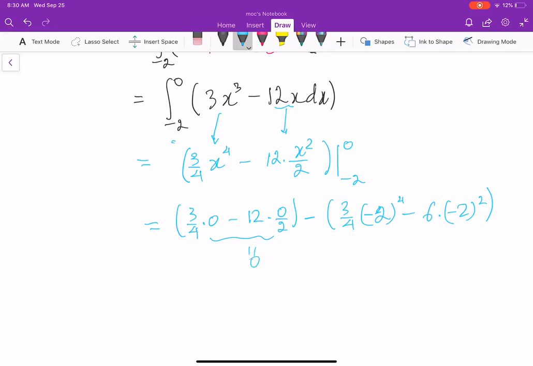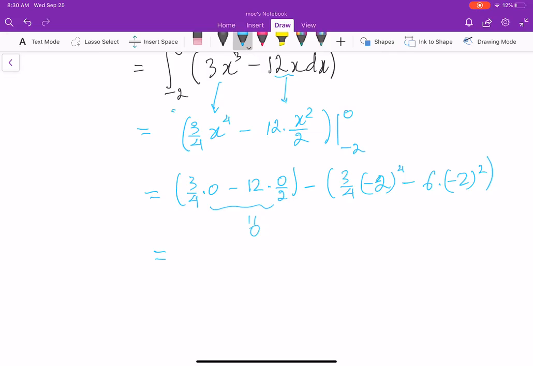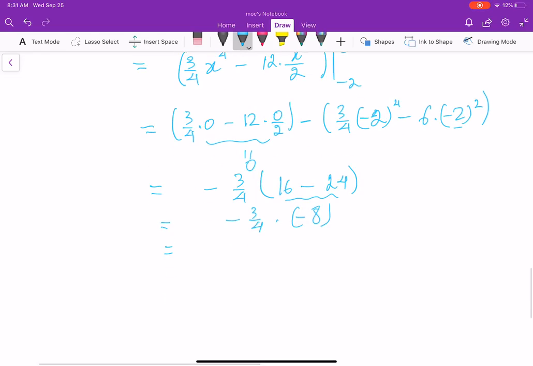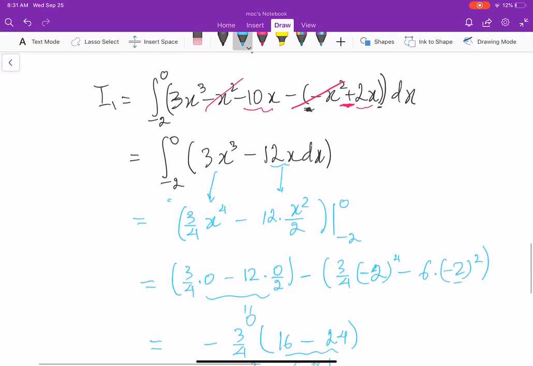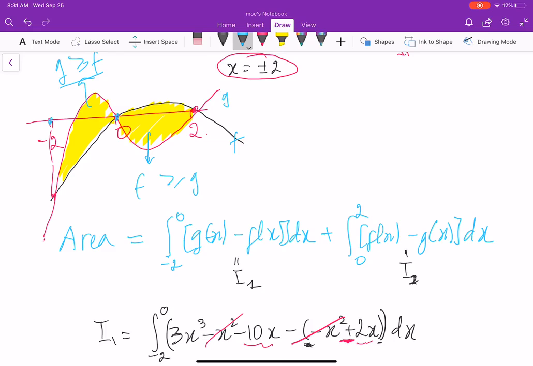This is 0. So how about this guy? I write minus 3 over 4. Negative 2 to the 4 would be 16. Minus, here is 4, 4 and 8 is 24. So this is 8, negative 8. You know, negative 8 with negative 3 over 4 times 16, I get just 6. And this is the area of the first region. And this guy is equal to 6.